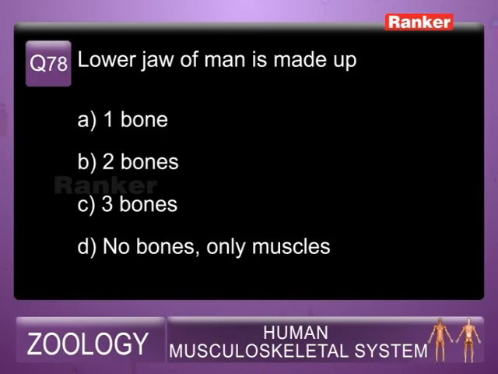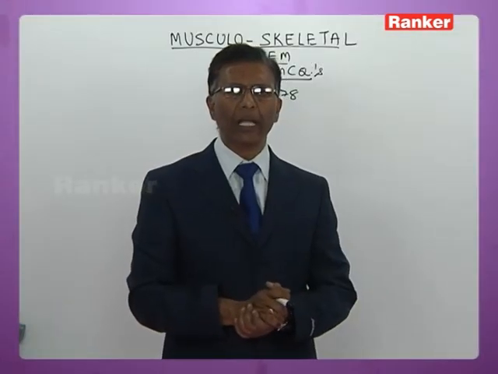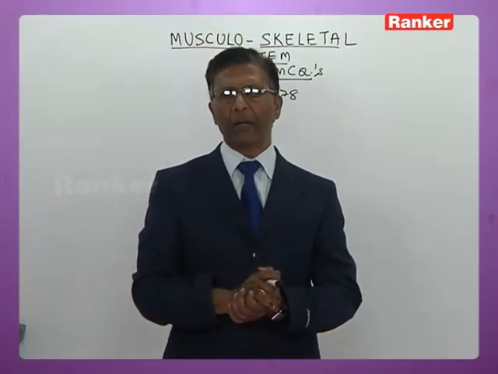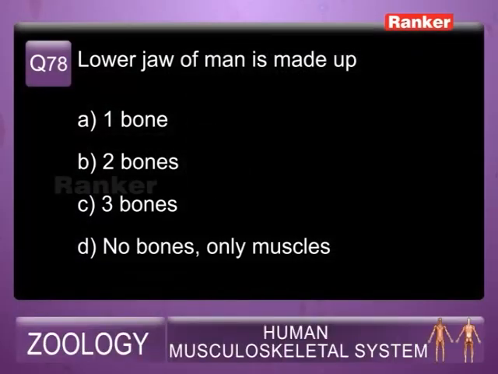Now 78 is here for you. Lower jaw of man is made of A. one bone, B. two bones, C. three bones, D. no bone, only muscles. Lower jaw in human being is made of a single bone. I have made a mention already. It's called dentary or mandibular. So only one bone. The answer is A.